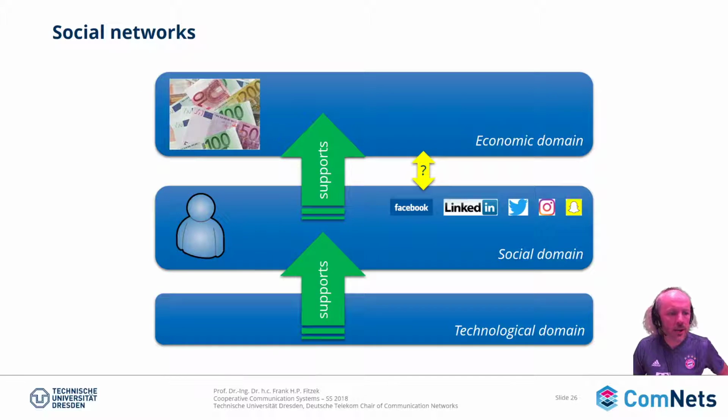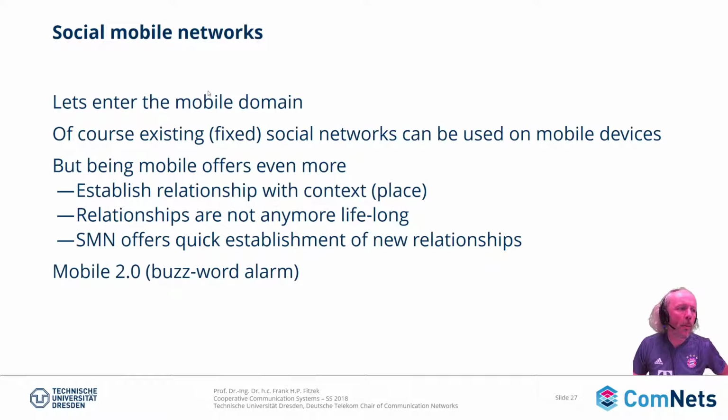Now, what you can do when you have social mobile networks, you can break this up. There was a buzzword at the time, mobile 2.0, but now you can establish relationship with the context, so the place. You can have relationship lifelong, and you can use the social mobile networks to offer quick establishment of new relationship. And this is what we say the payoff tolerance, right? When are you willing to wait for something? If you know the people a little bit better, and how can social mobile networks help here?